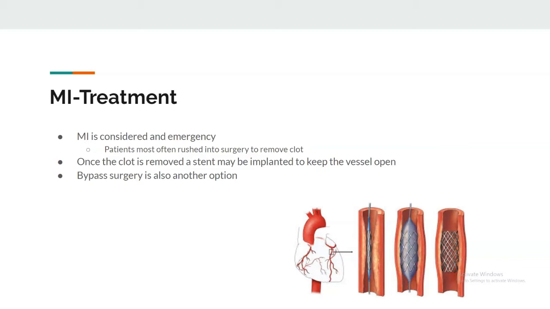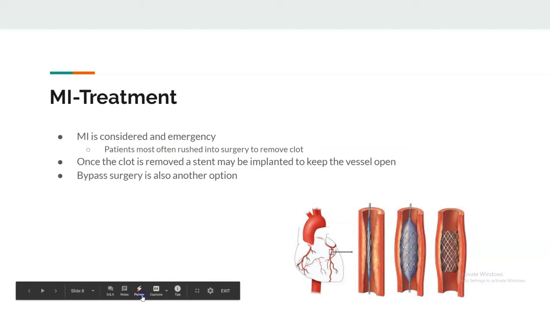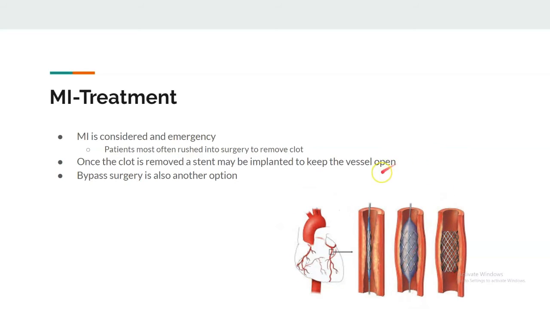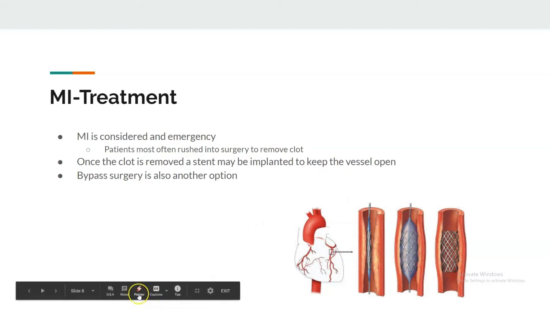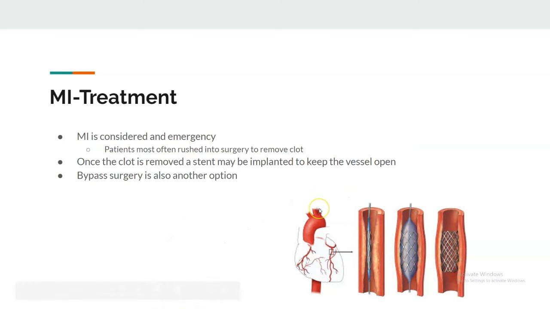They can either implant a stent, which acts as a balloon. Actually, I have a picture of it here. It acts as a balloon, and what it does is it fills up this whole space here. It kind of pushes out that little metal mesh that we see here. And that's going to keep the blood vessel, or the coronary artery, open. And this allows blood to flow through it normally, so that that heart muscle tissue can get the blood supply that it needs. Another option is bypass surgery, where they literally take a blood vessel and bypass the area of the clot altogether.